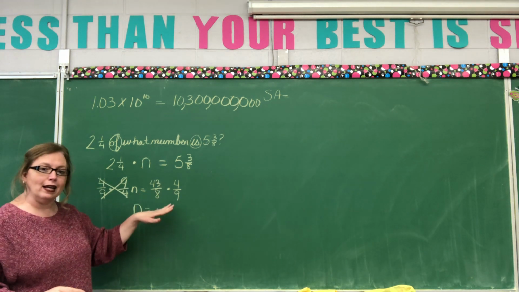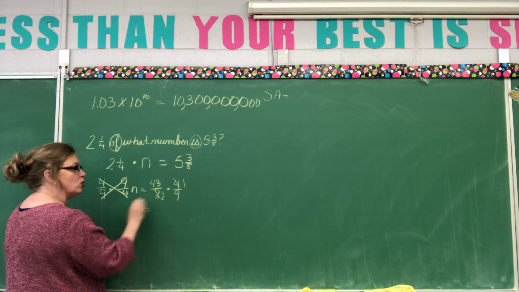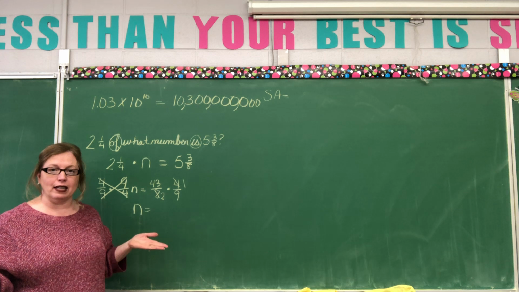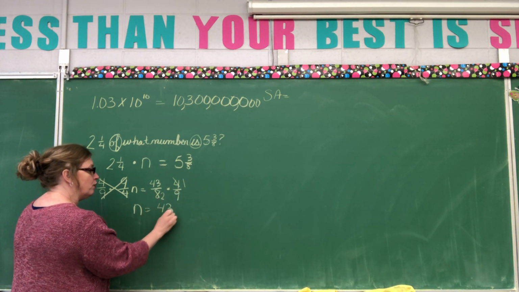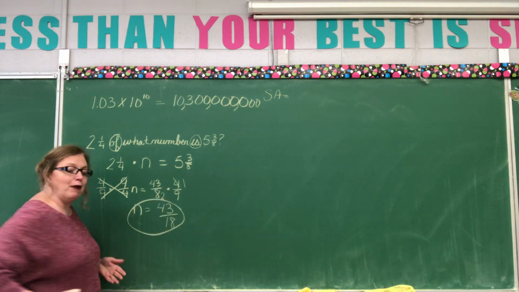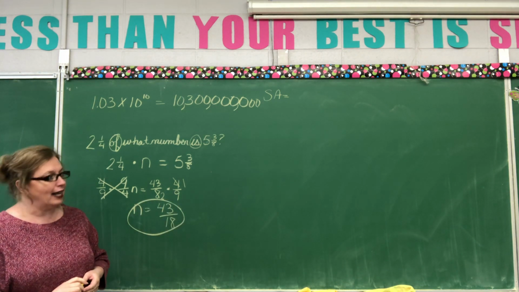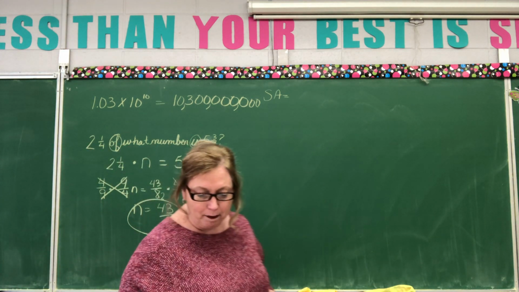Over here, what can I cancel? Well, my 4 becomes a 1. My 8 becomes a 2. Can I cancel anything else? I cannot. So 43 times 1 is 43. 2 times 9 is 18. And my answer is 43/18.